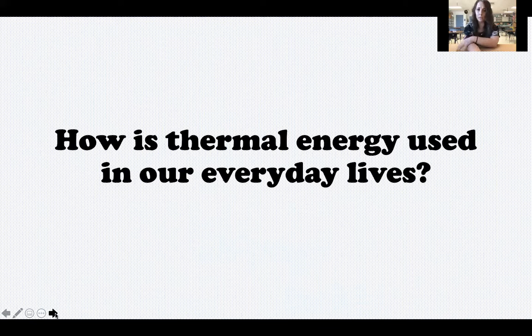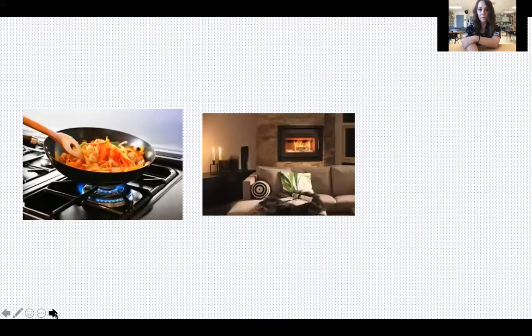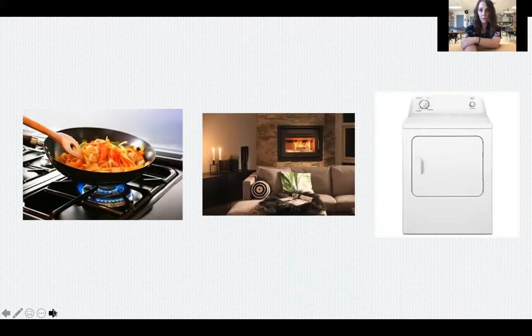So how do we use thermal energy in our everyday lives? You can pause the video, look around your house, see what you can find. What are some ways we use heat? Here are some that I thought of. These are just a few. Whenever we're cooking our food, we're using thermal energy. We use thermal energy to heat our homes, whether it's through a fire or even the heater. Also, the candles right here are providing thermal energy. And we use thermal energy when we dry our clothes in the dryer.